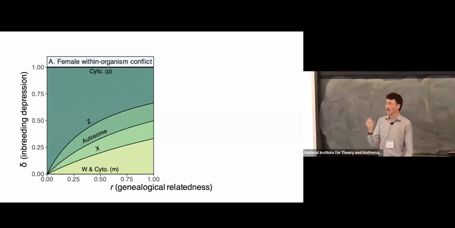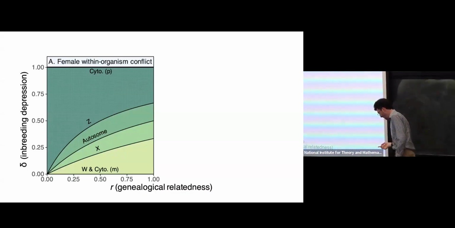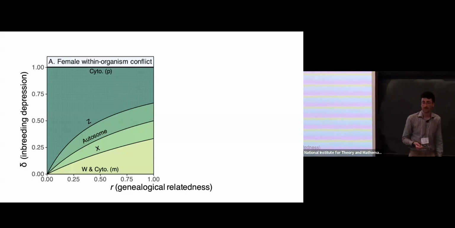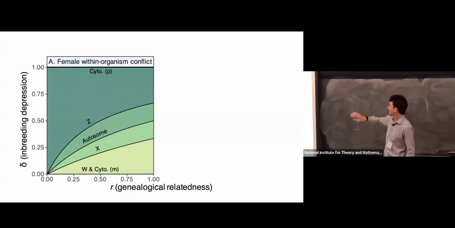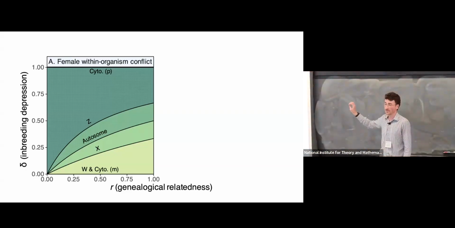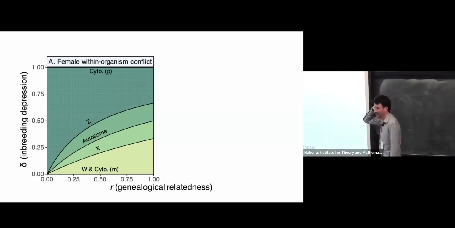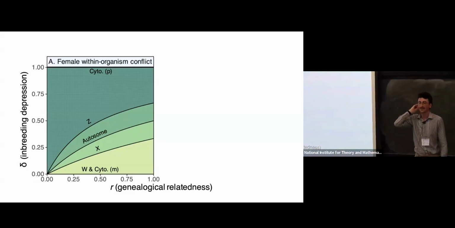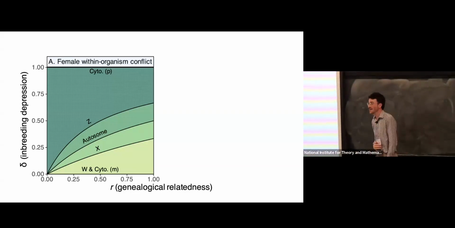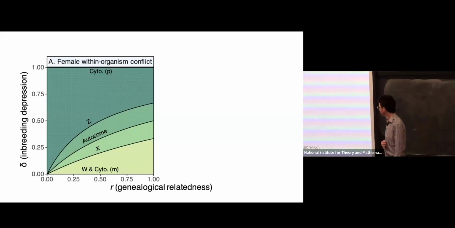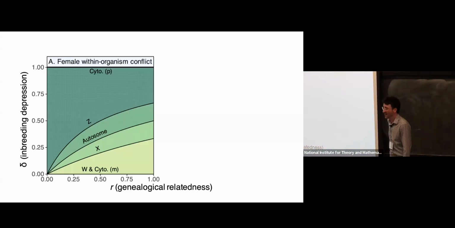But it's if you had a cytoplasmic element that was transmitted down the paternal lineage rather than the maternal lineage. And in that case, there's no level of inbreeding depression that stops the invasion of these inbreeding alleles. And in that, let's say, slightly fanciful scenario, I would predict dire consequences for this population. So that's the female side.